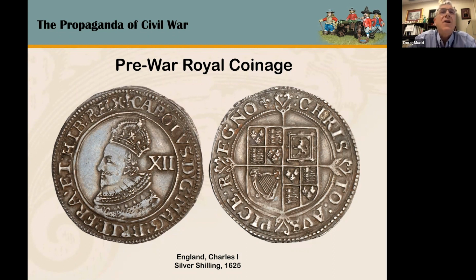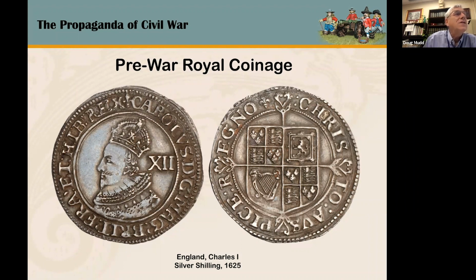The reverse features the arms of Great Britain, a quartered shield with the arms of England at the upper left and lower right, and the Lion of Scotland in the upper right, and the Harp of Ireland in the lower left. The legend reads, "I reign under the auspices of Christ," as I said earlier. And then you would have various marks that would tell you the mark of the pix, which would give you the date range, because at this point the coins are not dated.